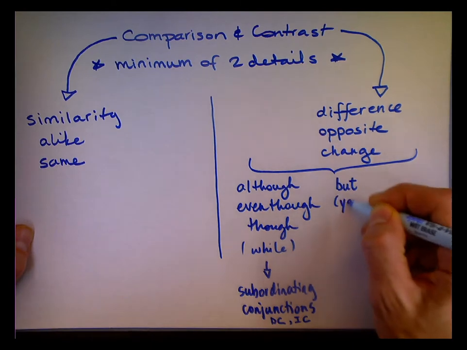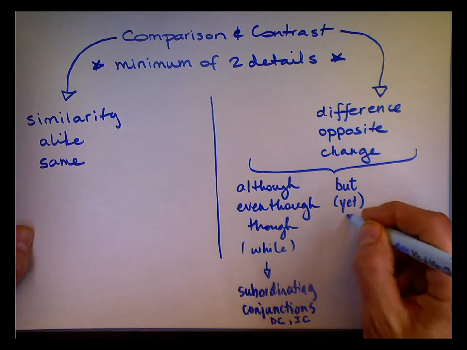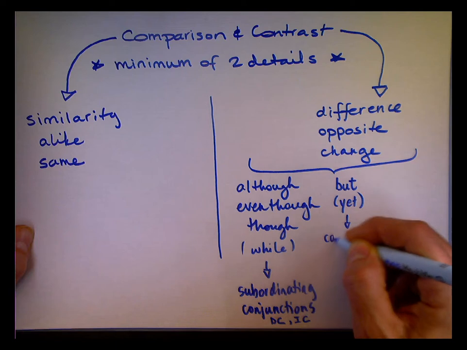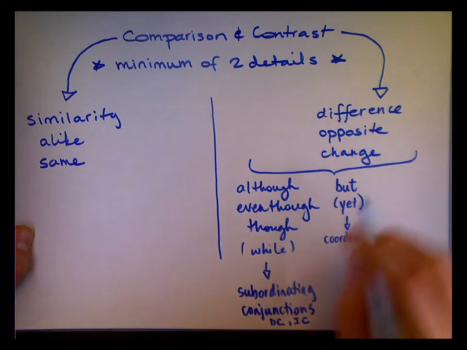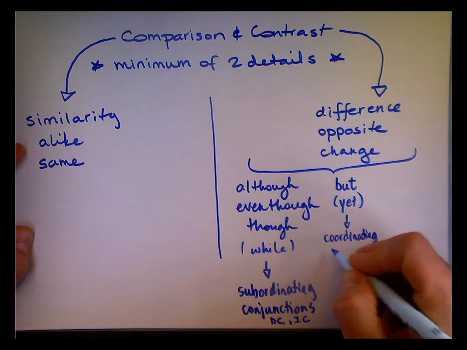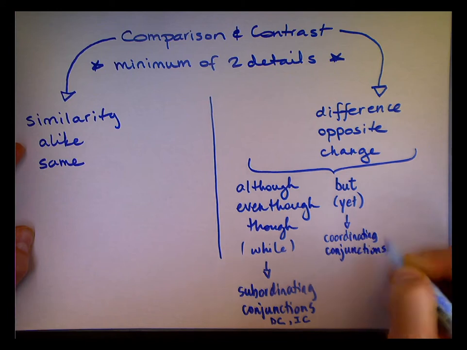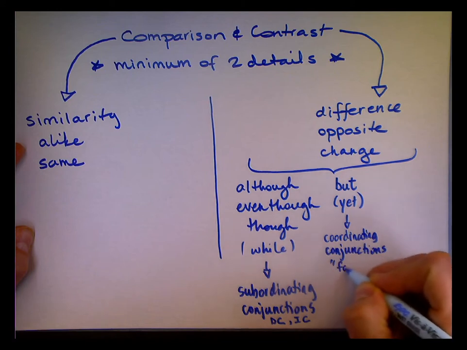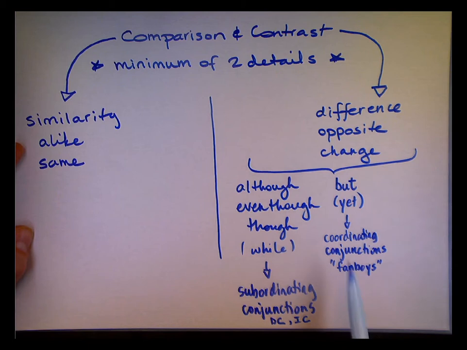All right, but enough of prep writing. Let's go back to some other words that mean contrast. There are two: but, and sometimes, most of the time, yet. That means something is different. These are actually called coordinating conjunctions. They are two of those famous fanboys, say that fast 10 times.